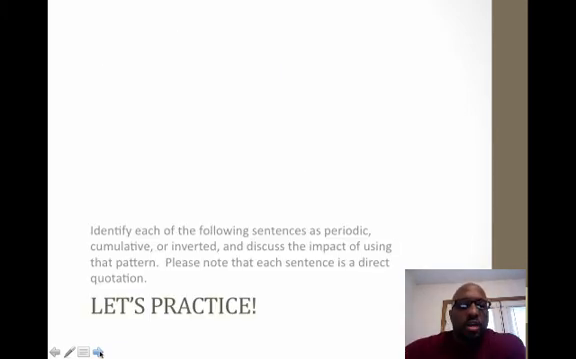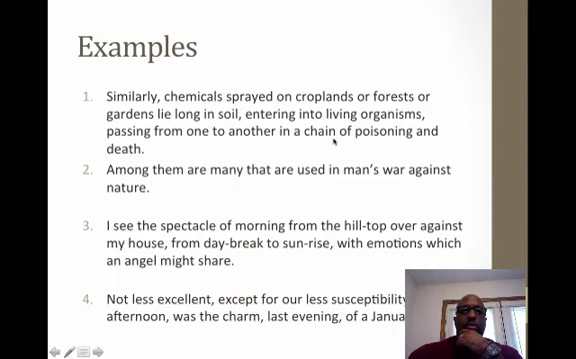All right, so here's the practice. And because this is practice, what you're going to do is look at the examples and try to figure out, are these sentences cumulative, inverted, or periodic. So let's look at some examples. So number one, you're going to write down multiple choice. Is this cumulative, inverted, or periodic?